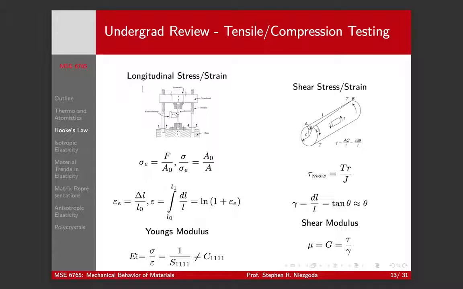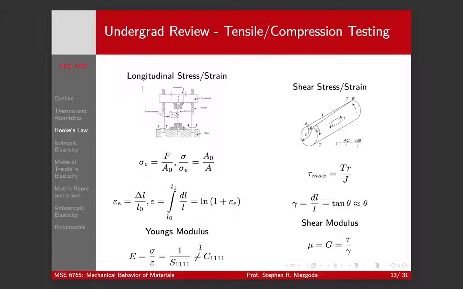I want to make a very important point that Young's modulus is 1 over the first term of your compliance tensor, S1111, or as we'll show when we discuss matrix representations of our stiffness and compliance tensor, 1 over S11 if we're using the matrix notation. It is not the first term of the stiffness tensor. If you do that on an exam, you're going to fail.